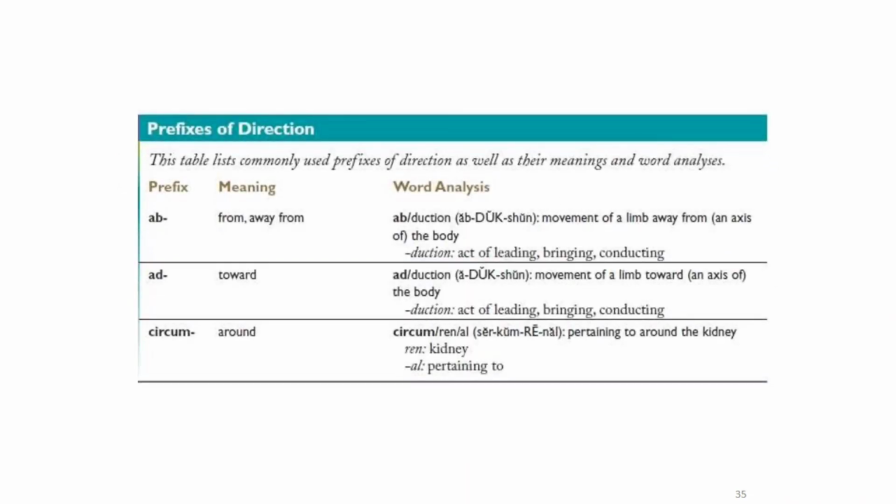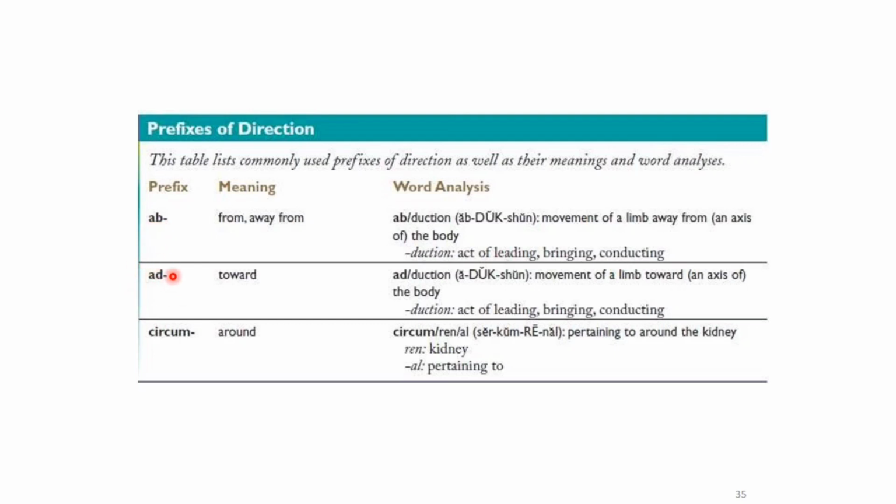Now we will see prefixes of direction. Right? So the first one is ab. Ab means from or away from. And the word analysis for the prefix ab is abduction. Abduction means movement of a limb away from the body, away from an axis of the body. So that is abduction. Right?